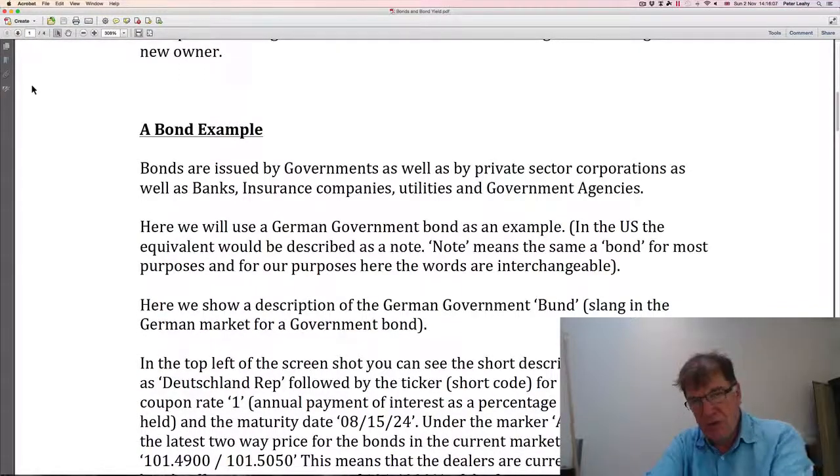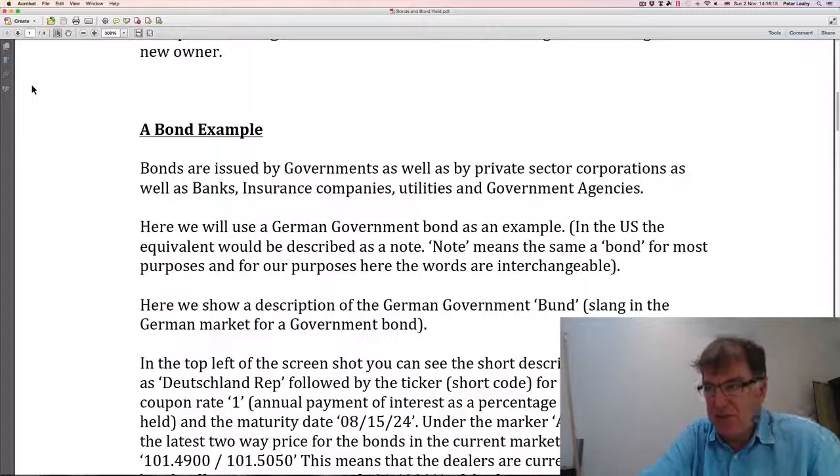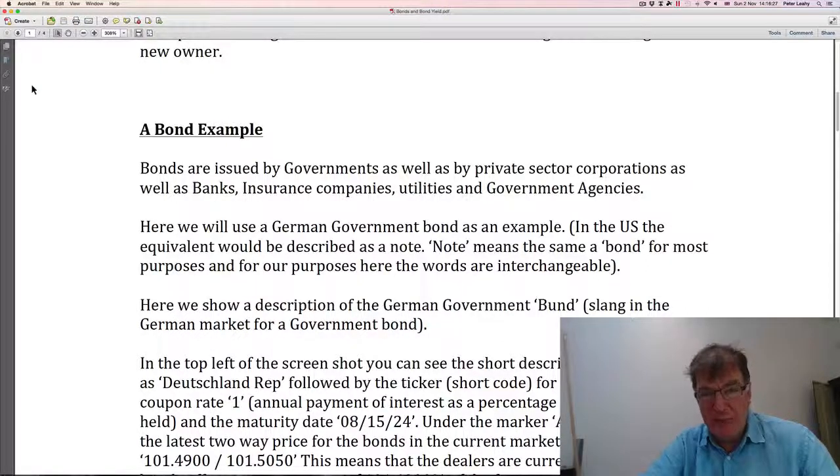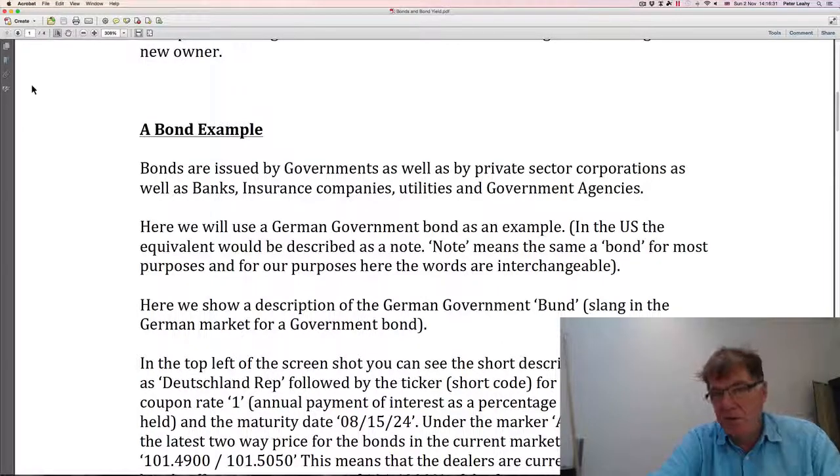Bonds are issued, what I've just been looking at is a bond issued by a government. Bonds are issued, however, by not just governments, although governments issue them in very large sizes and amounts. Bonds are issued by corporations, by state level governments, so municipalities and states and counties and so forth, depending upon which country you're in and how that country is legally organized.